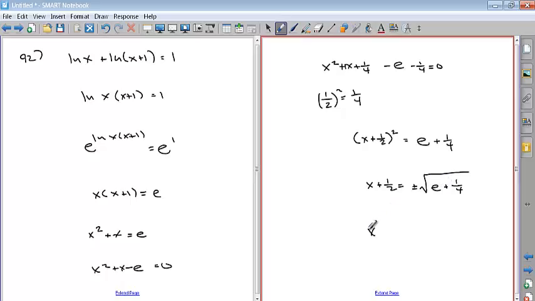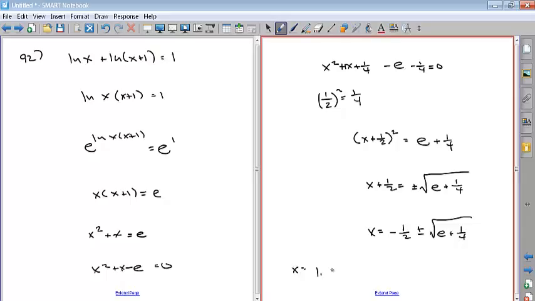And then we would subtract 1/2 from both sides. So you get plus or minus 1/2 times the square root of e plus 1/4. And let's just see what those numbers are. So I'm going to use negative 0.5 plus the square root of e, so that's just e to the first power, plus 0.25, right parenthesis, enter.